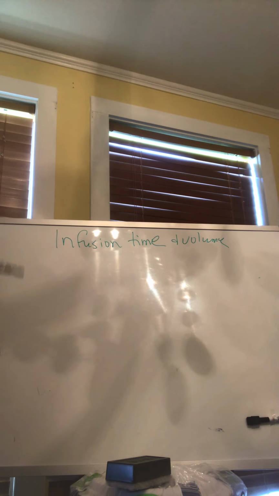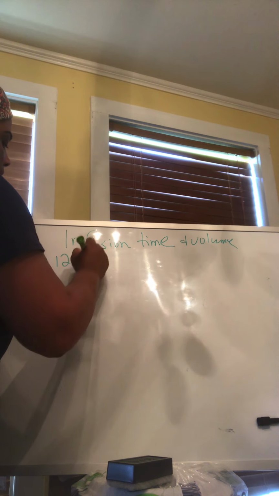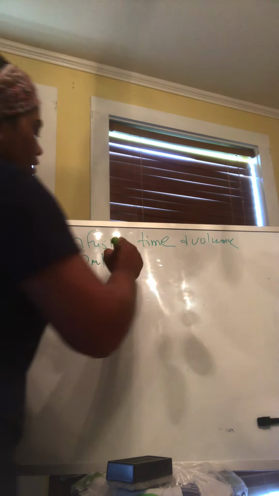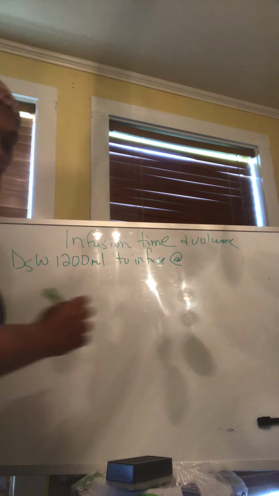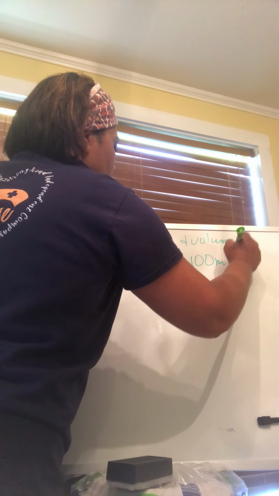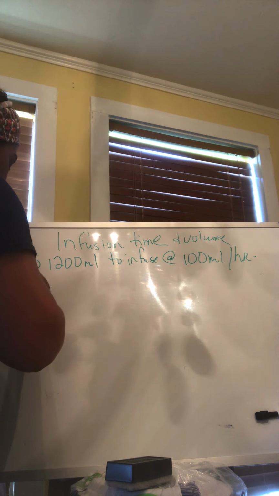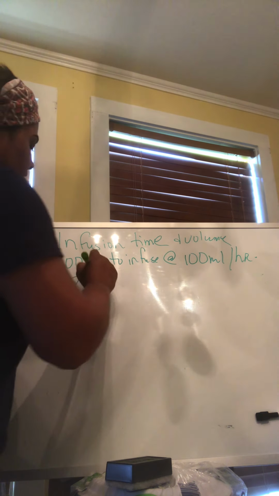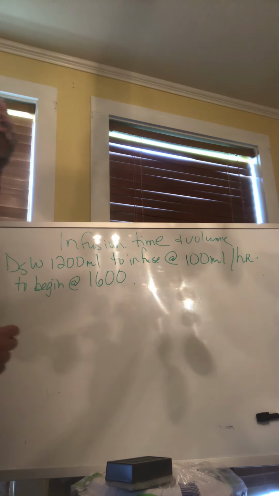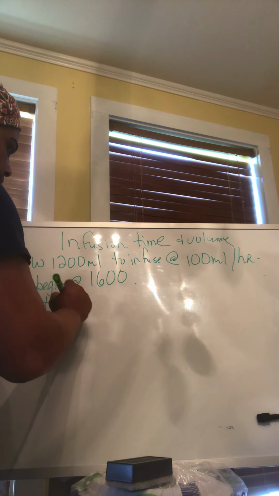One more. Now, these problems can go in steps, A and B. So let's do it. D5W, 1,200 milliliters, okay, to infuse at 100 milliliters per hour to begin at 1,600. Okay? Question A is, how long will it last?